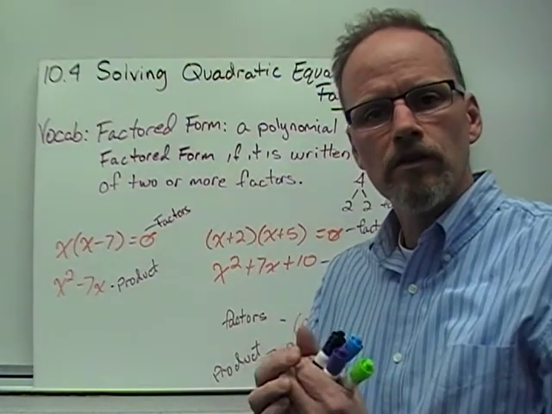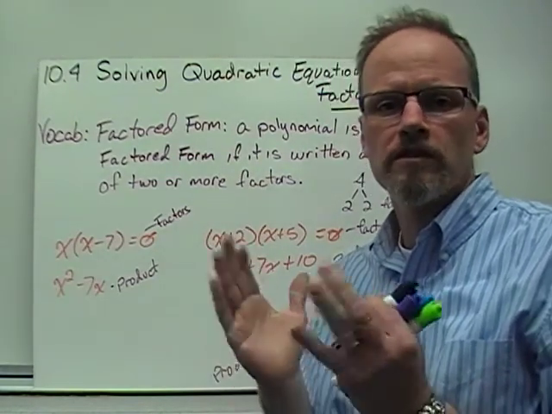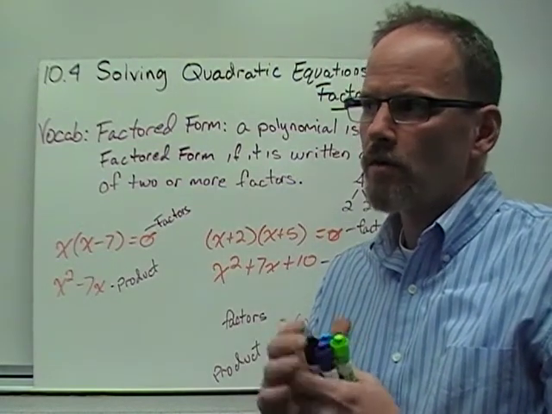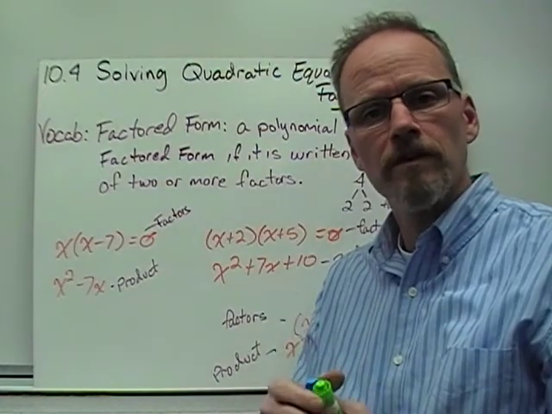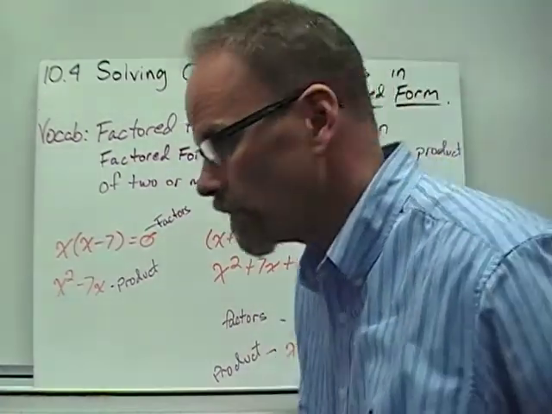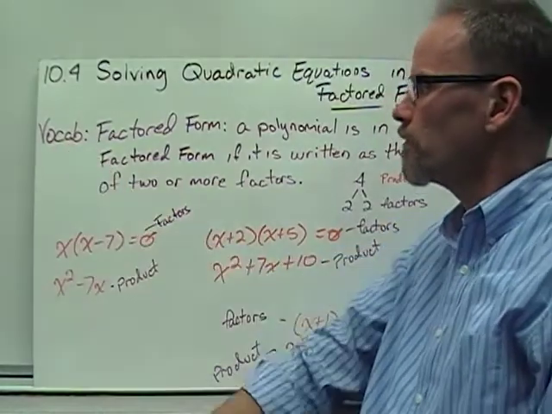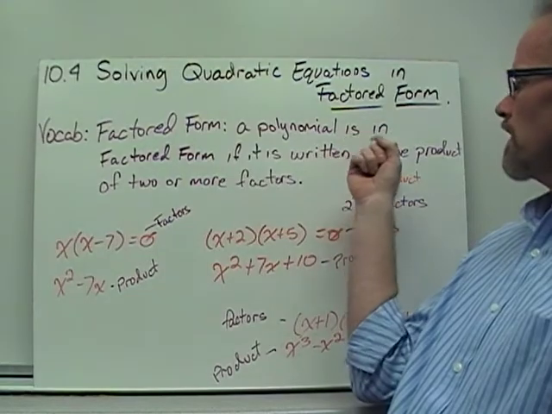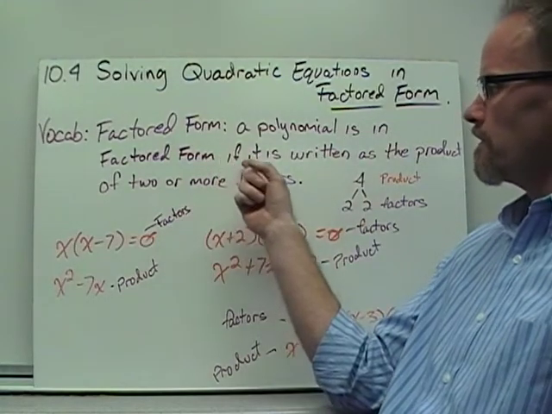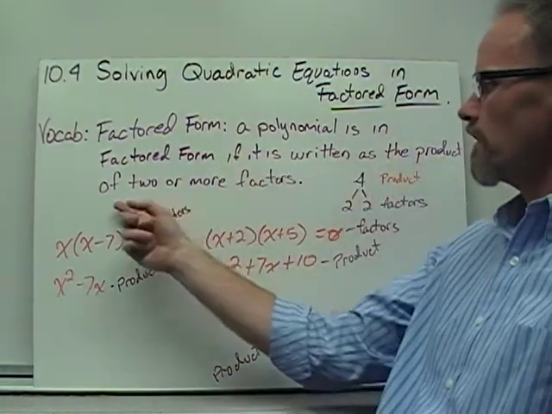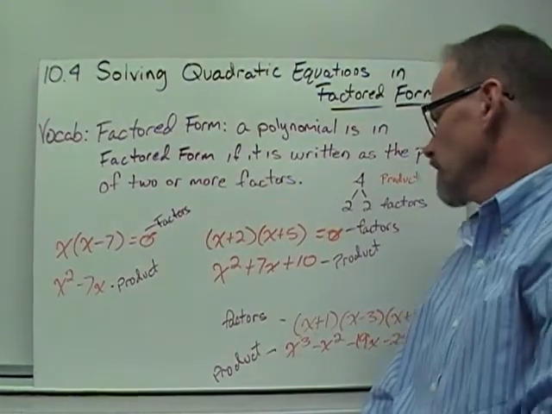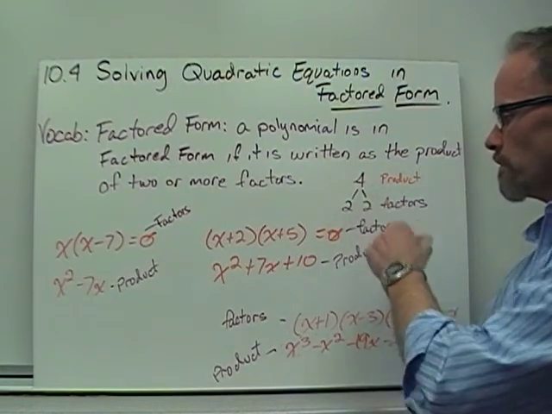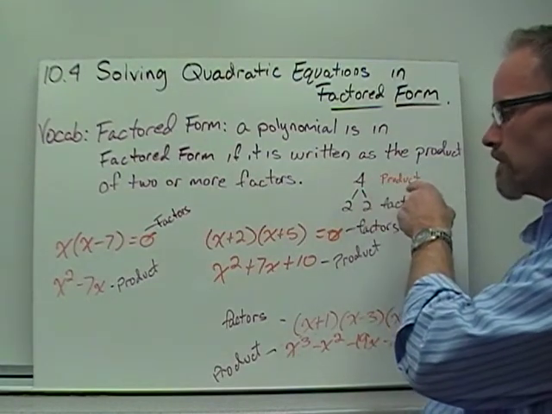But we're going to actually use the binomials, trinomials, and that kind of thing that we've been working on so far in class. I'm going to show you what those factors look like. So to get going, for your vocabulary, factored form. Basically, a polynomial is in factored form if it is written as the product of 2 or more factors. Remember, 2 or more factors. 2 and 2 will multiply to make 4, which is the product.